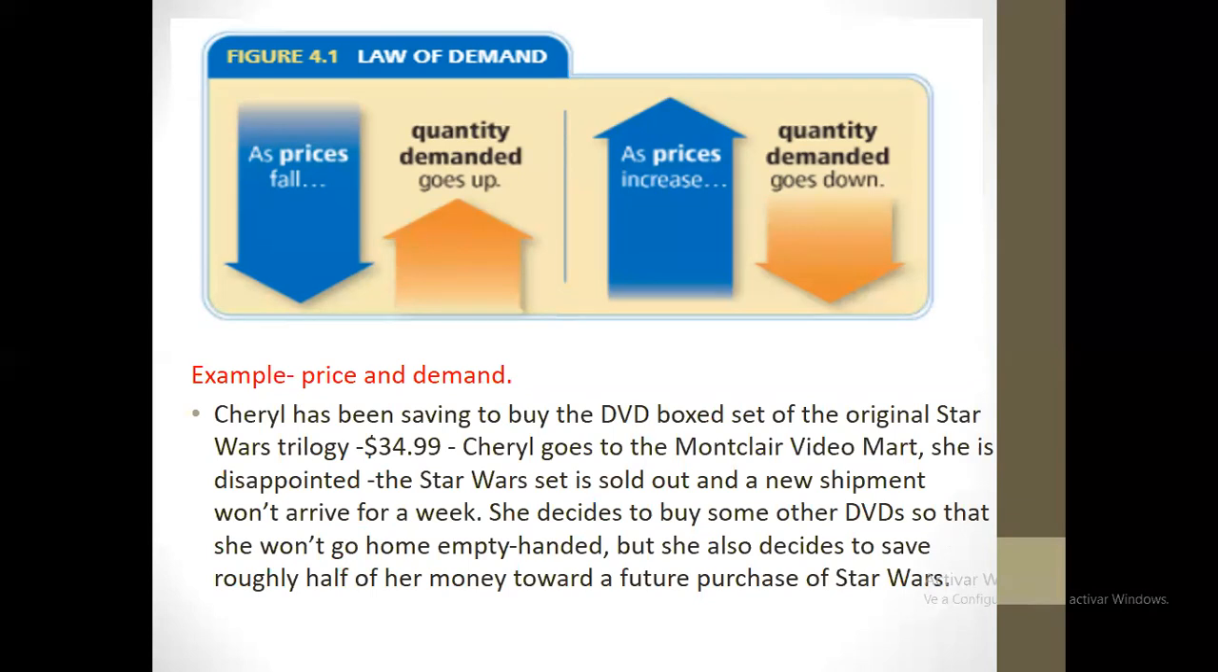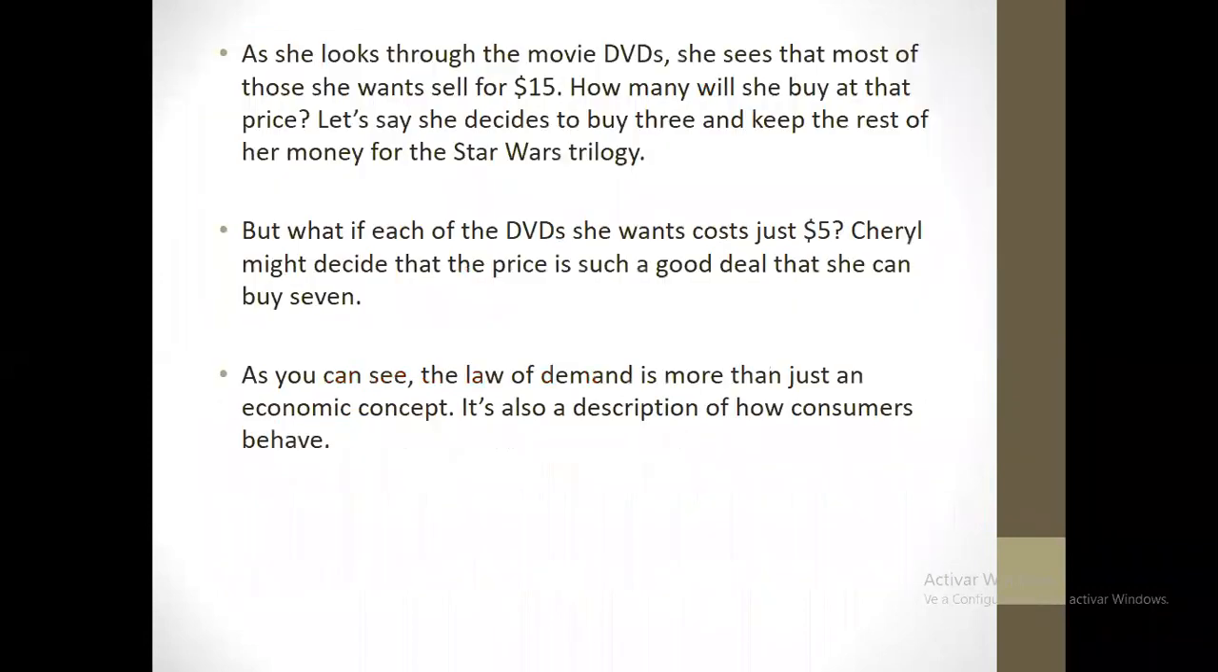Now over here in the book, the economics book that you have, there is an example. It says Cheryl has been saving to buy the DVD box set of the original Star Wars trilogy, and it costs like $34.99. Cheryl goes to the Montclair Video Mart. She is disappointed. The Star Wars set is sold out, and a new shipment won't arrive for a week. She decided to buy some other DVDs so that she won't go home empty-handed. But she also decided to save roughly half of her money towards the future purchase of the Star Wars trilogy.